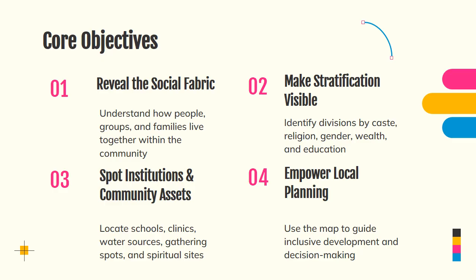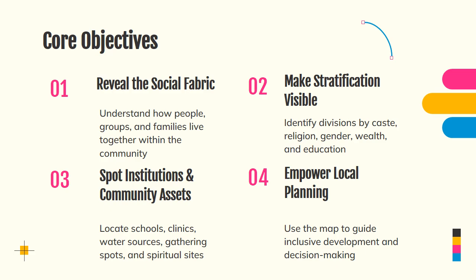Second, it makes stratification visible. Social mapping identifies divisions by caste, religion, gender, wealth, and education. Social mapping shows who has access and who is left behind. Third point is, social mapping helps us to locate schools, clinics, water sources, gathering spots, and spiritual sites. These are key anchors of daily life and often unequal in distribution.